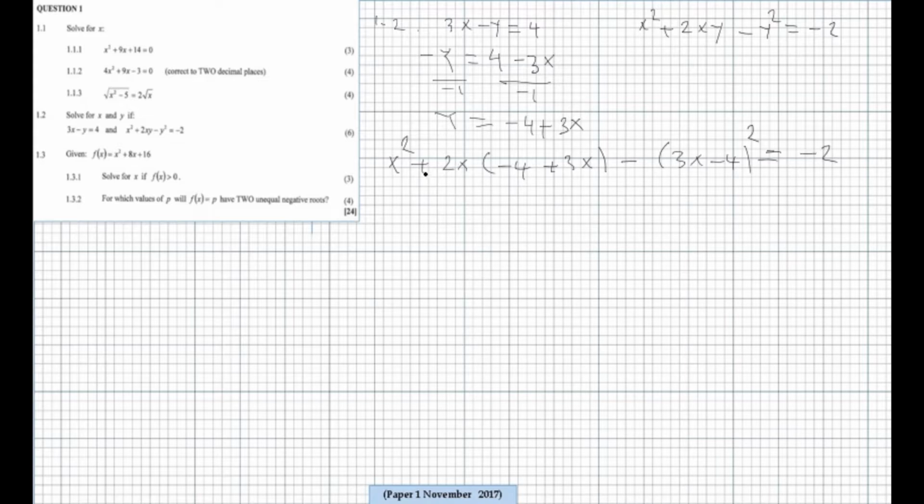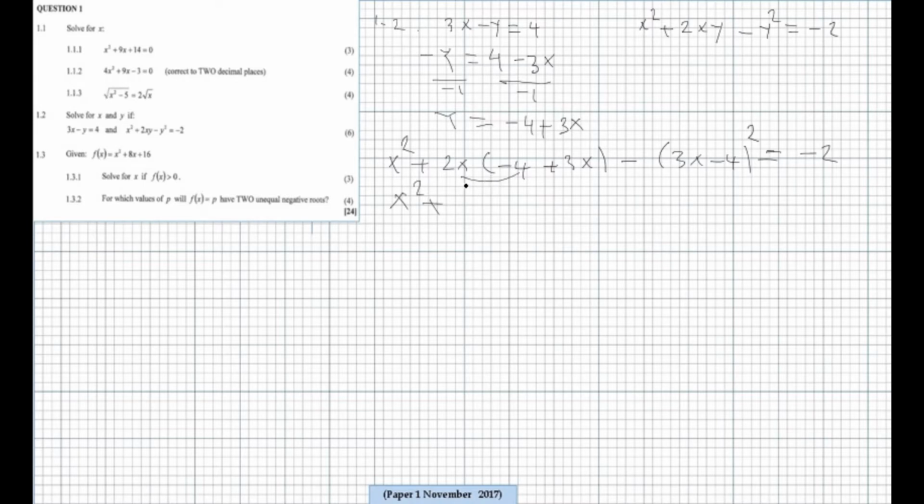So now from this step you can realize that we don't have any y, we only have the x. So that is an equation with one variable that I can solve. So I will need to simplify it until I get a quadratic equation, and then I can solve this using the methods that are applied to a quadratic equation. So we simplify it first.